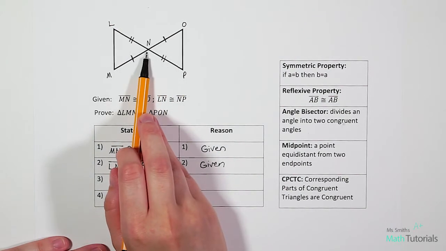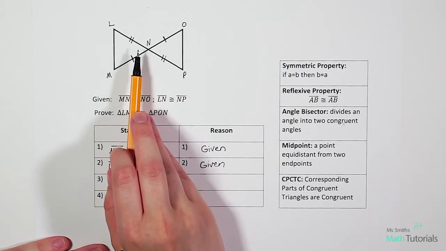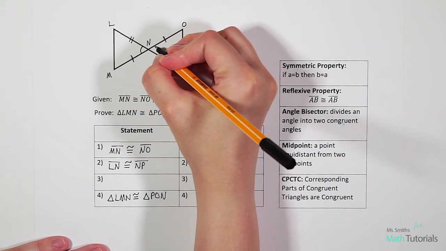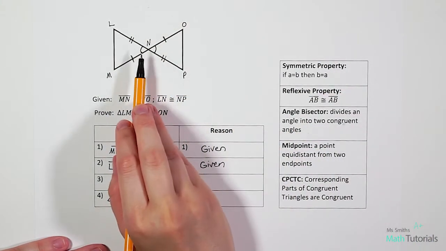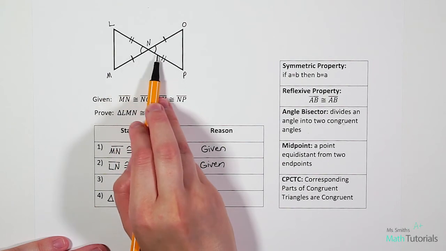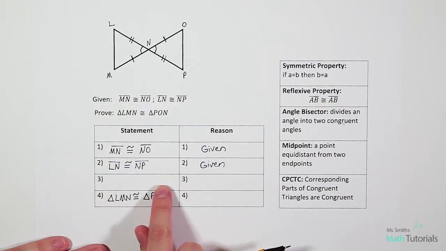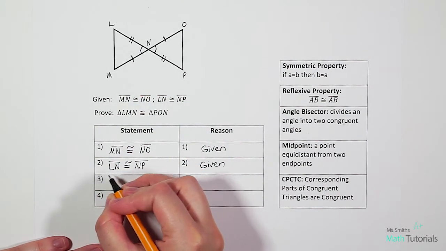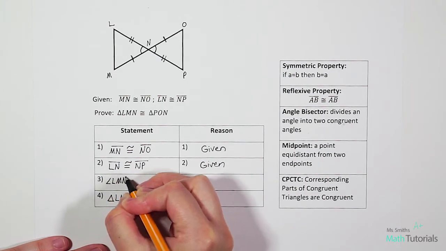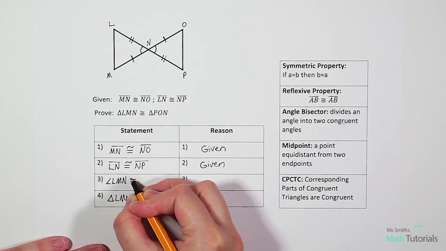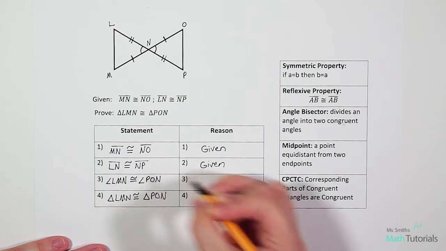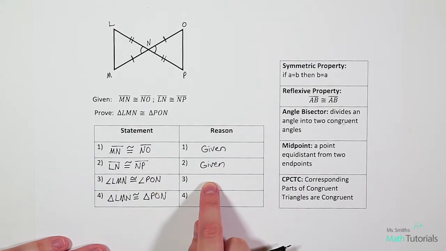When I look at this picture, I definitely recognize that we have vertical angles here and here. And I recognize that because these are 2 angles that form an X. And anytime we see 2 angles that form an X, that means they're vertical angles and the opposite angles are congruent to each other. I'm going to go ahead and put that statement in here. So angle LNM is congruent to angle PON. And the reason I know that is because vertical angles are congruent.